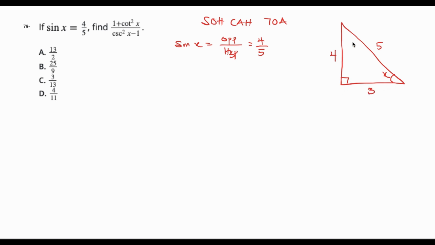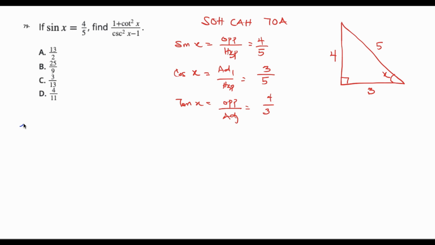3. So now we have the complete triangle, and with that we can evaluate the other trig functions that we have here. So for example, if we have that cos x is equal to the adjacent over the hypotenuse, that's going to be adjacent is 3 over the hypotenuse, which is 5. And we know that tan x is equal to the opposite over the adjacent. So the opposite here is 4 and the adjacent is 3.